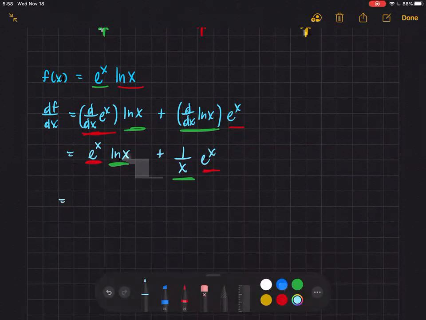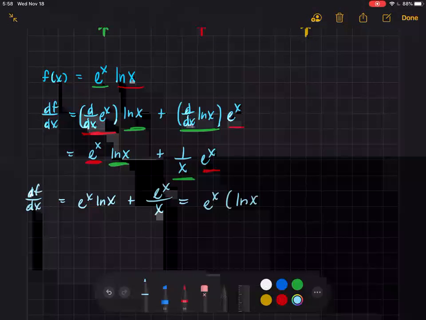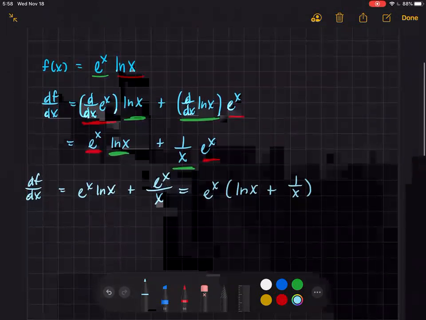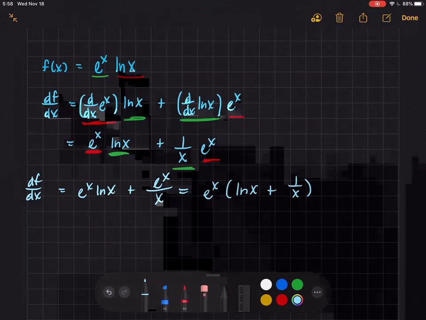So final answer, df dx equals e to the x ln x plus e to the x divided by x, right? And I can use distributive property. I can just take e to the x out of here, and I can just say this is ln x plus 1 over x. And that's product rule. And it's a very important rule in calculus that helps you solve a variety of different derivatives.